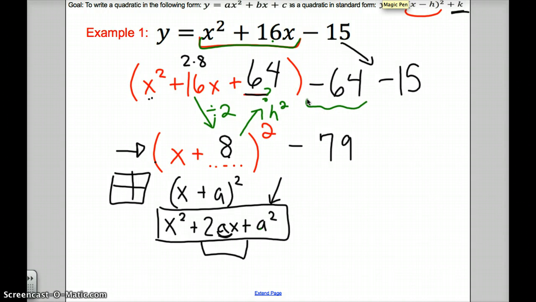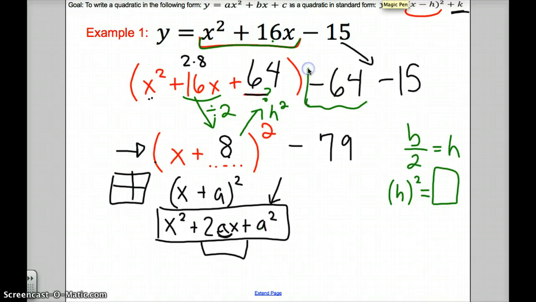So these are two important steps, but the final step is I need to actually take off the h squared over here in order to make sure I didn't change the value. So there are three major steps here that you have to follow. Okay? You find your h value by dividing b by 2 to get your h. And the second thing is we take h squared to get the value that we have to subtract, the extra value that we see here. Okay, that's the value that we have to subtract off at the end.